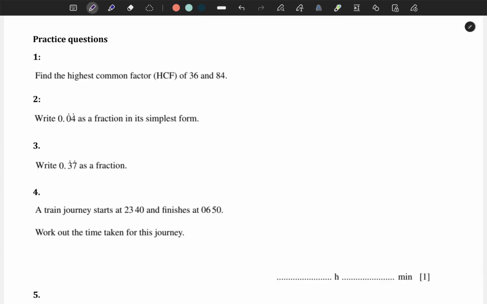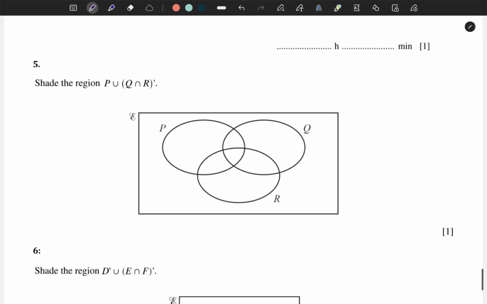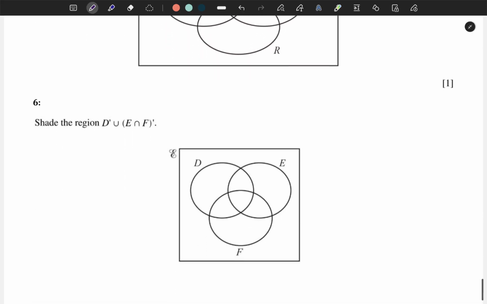Next, I have put up a few practice questions for you. I would request you to pause the video for some time, take a moment, try to solve these questions yourself, and then you can move to the next type of questions which are on set theory. So question number 5 on set theory, pause, try to solve, and there is one more on set theory.